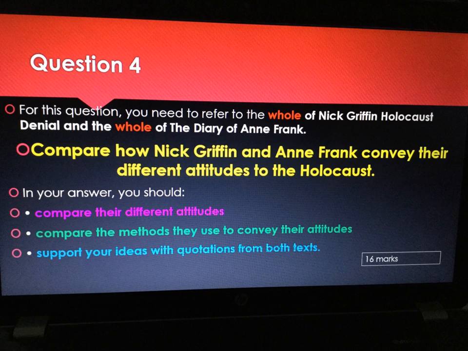In your answer, you should... Now, these 3 bullet points seem to be standard across the questions, and they are telling you that you have to compare the different attitudes, compare the methods they use to convey the attitudes, and support your ideas with quotations. Well, the bottom one goes without saying, because we know that we need to support everything that we say about the texts with evidence and with quotations. And remember that this is for 16 marks. So what I thought I'd do is bring up some ideas that we might consider and then bring up the methods that are used. Okay, so on the next bit, I'm just going to suggest some ideas.